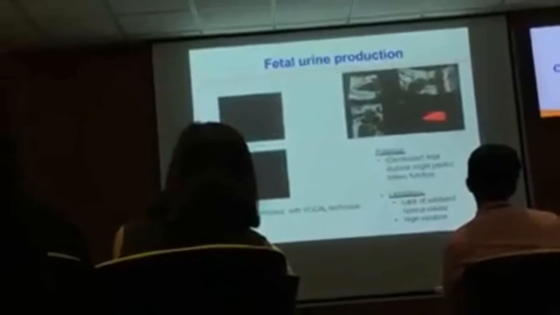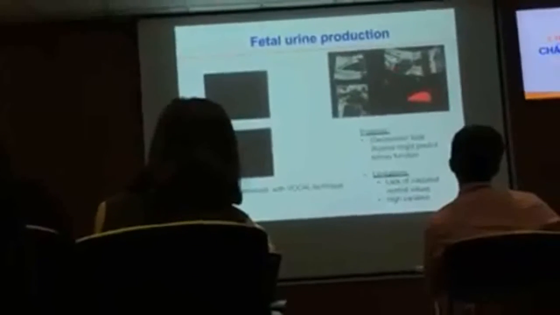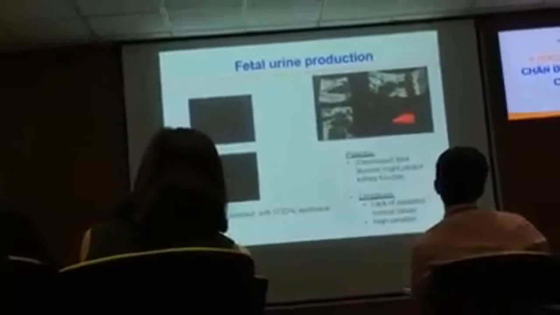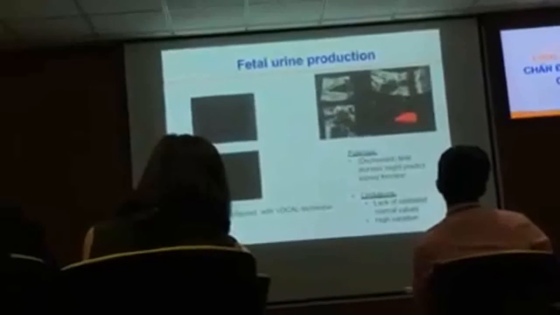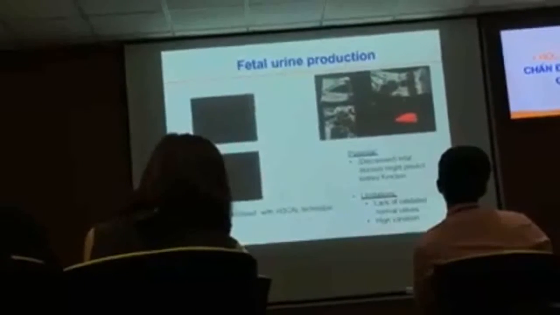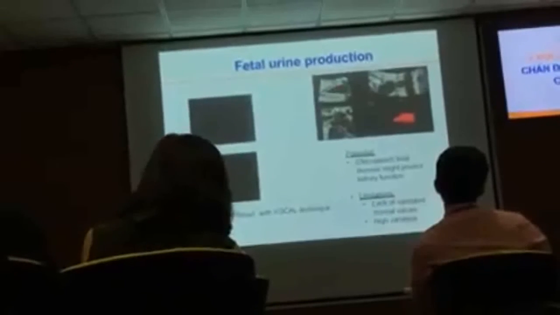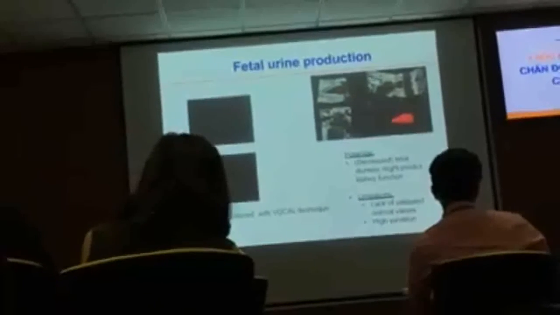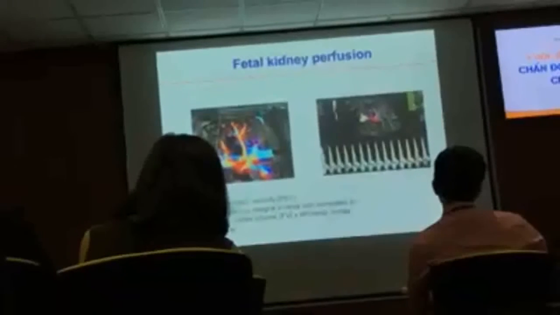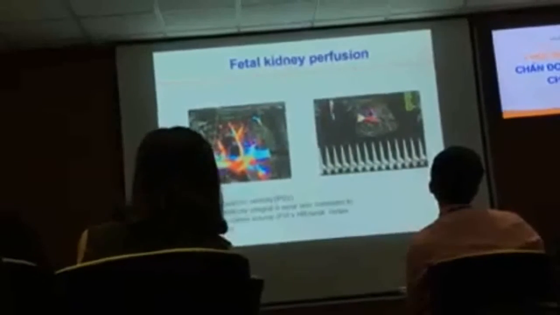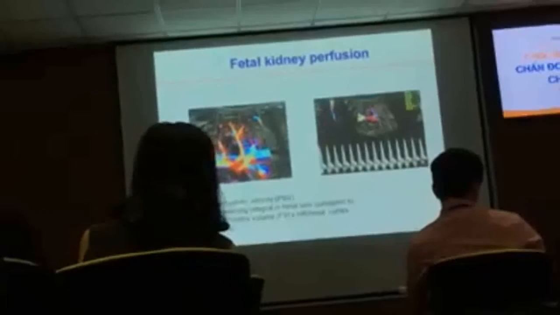And the other one is fetal urine production. You can see the urine production potential is decreased. Fetal diuresis might predict kidney function, but it also lacks validation data. You can have the bladder volume before and after urination. Yeah, before and after. And this is kidney perfusion, which is quite important. I personally think this is quite important.